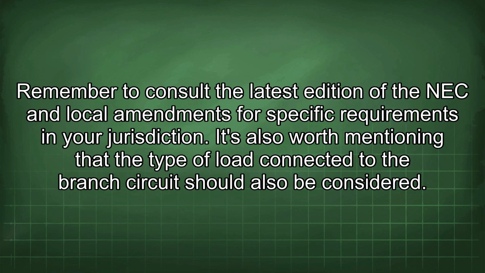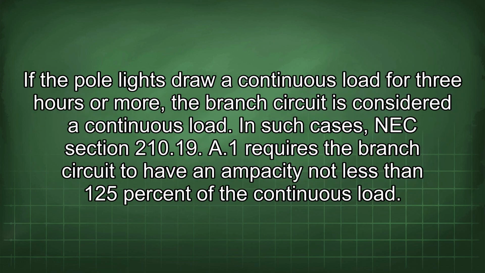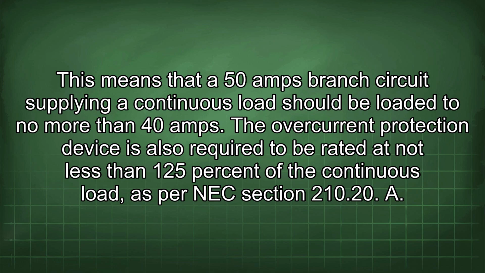It's also worth mentioning that the type of load connected to the branch circuit should also be considered. If the pole lights draw a continuous load for 3 hours or more, the branch circuit is considered a continuous load. In such cases, NEC Section 210.19(A)(1) requires the branch circuit to have an ampacity not less than 125% of the continuous load. This means that a 50 amp branch circuit supplying a continuous load should be loaded to no more than 40 amps.